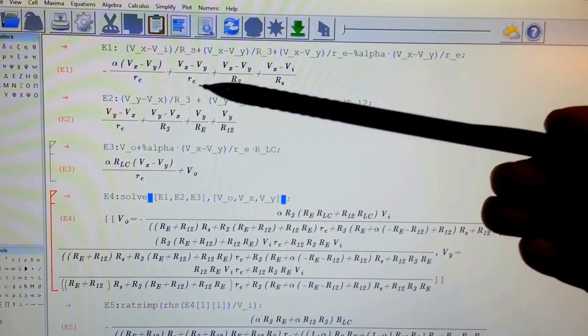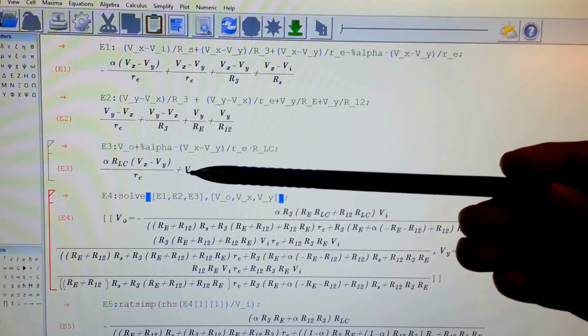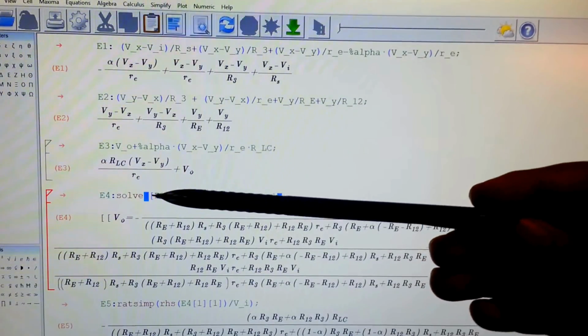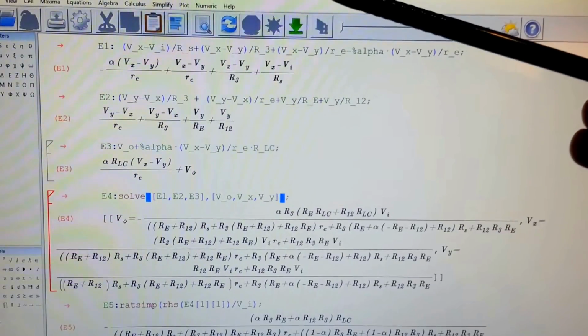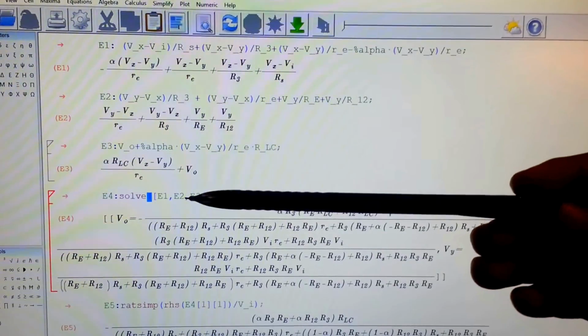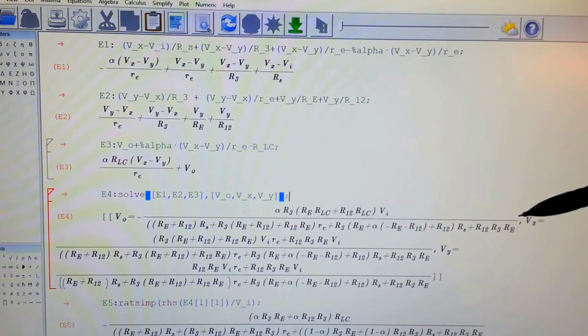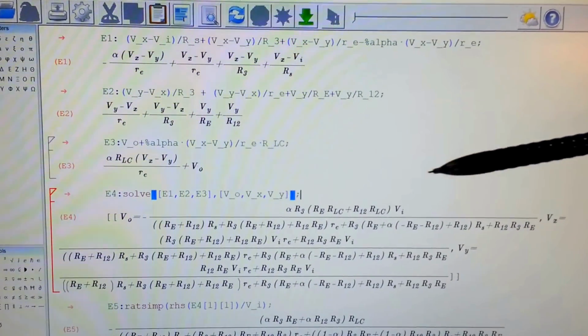As I showed you, the equation 1 for the node Vx is this. This is for the Vy node, and this is for the output node. And after we use the solve command in the Maxima software, we're going to get this long messy expression.